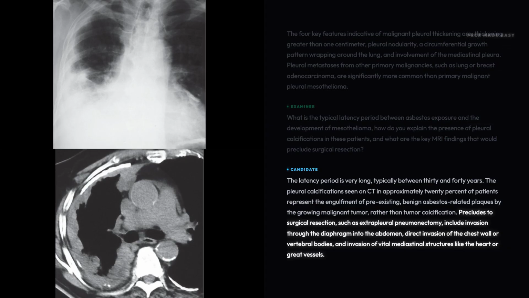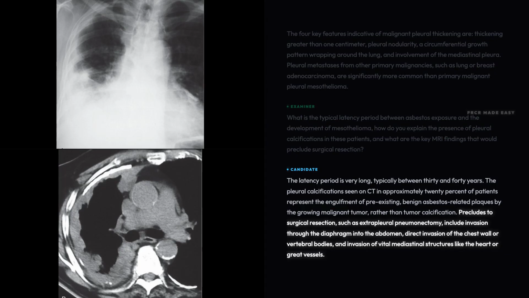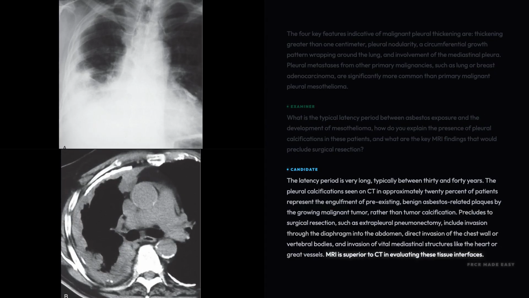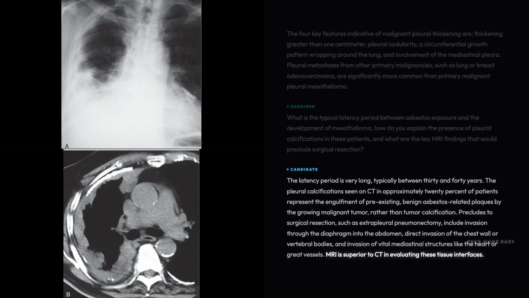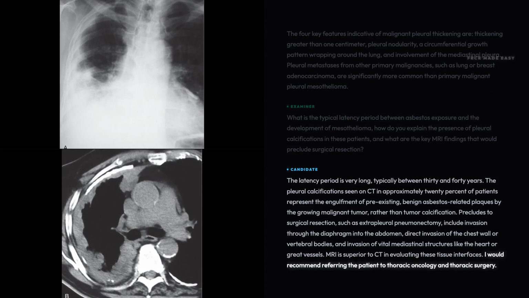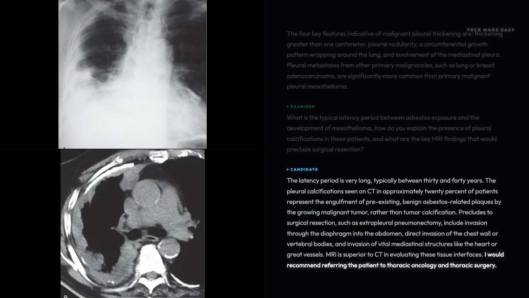Findings that preclude surgical resection, such as extrapleural pneumonectomy, include invasion through the diaphragm into the abdomen, direct invasion of the chest wall or vertebral bodies, and invasion of vital mediastinal structures like the heart or great vessels. Magnetic resonance imaging is superior to computed tomography in evaluating these tissue interfaces. I would recommend referring the patient to thoracic oncology and thoracic surgery.